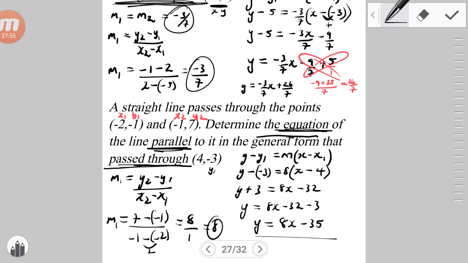All right, and if it is that they wanted it in the standard form, ax plus by plus c, we know that we just naturally transpose the 8x over here, so we end up with -8x. Y is already over there, so that's positive y, and -35 here we end up with positive 35 equals 0. They didn't ask for it, but in the event that they did, then that's exactly what you would do.